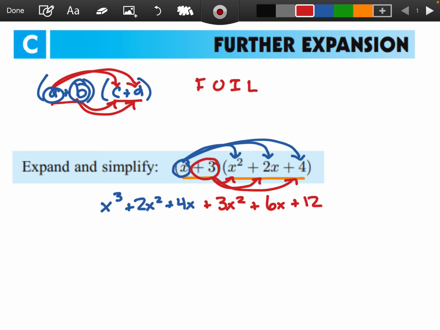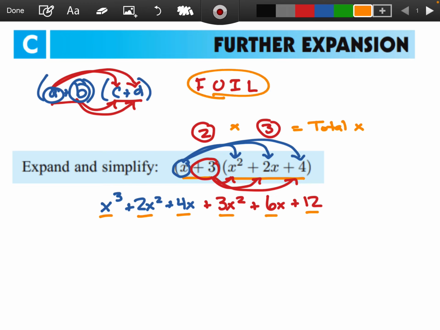So note, I had 2 terms in the first set of brackets and 3 terms in the second set of brackets. Note how many multiplications that required me to do. That required me to do 6 multiplications. So if I multiply the number of terms in the first set by the number of terms in the second set, I will get the total number of multiplications that I need to do.